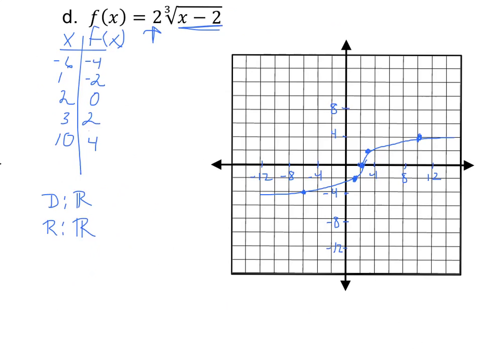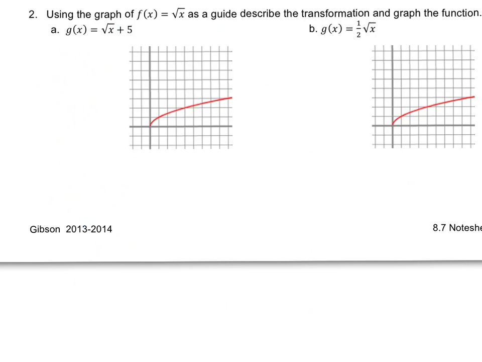So when we take a look at just a few of these points, we can get a good idea of what that curve looks like, and we can see that the domain is the set of all real numbers and the range is also the set of all real numbers. We can see with the next few problems, and we're using exactly the same technique that we've used before.